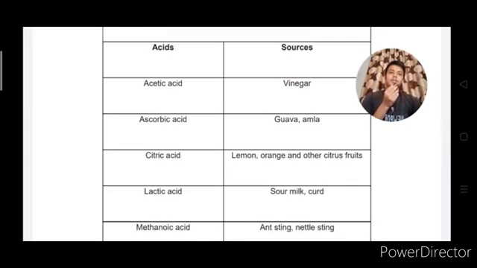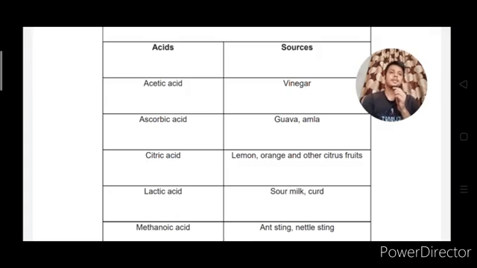Also, many questions are asked about acids and their sources. So this table, which is now visible on the screen, is very important. What is that? That's acetic acid. The source of acetic acid is vinegar, which we use in our daily lives.